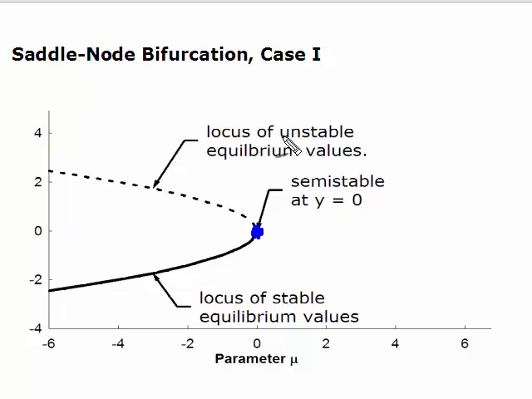All the equilibrium values up here are unstable. They're connected with a dashed line. Here's the locus of stable equilibrium values, and they're connected with a solid line. So in the saddle node bifurcation, two equilibrium values coalesce into one semi-stable one. And that's the saddle node bifurcation.